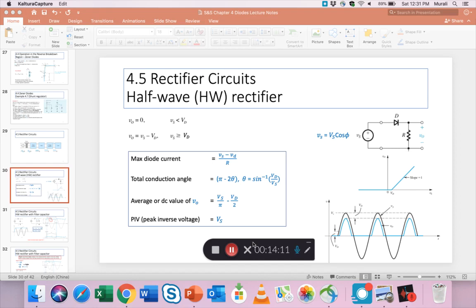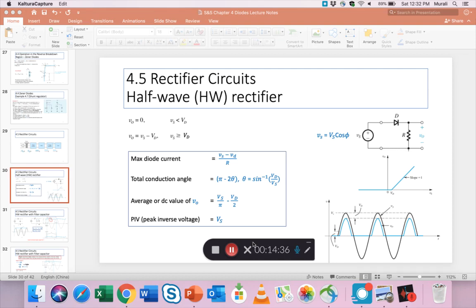Some of these are derived in the chapter, so please look at the text to find a little more detail if you're interested. And then we have a couple other important things. The average or DC value of the output, there's a formula for that. And lastly, there's something called peak inverse voltage, which is an important parameter.